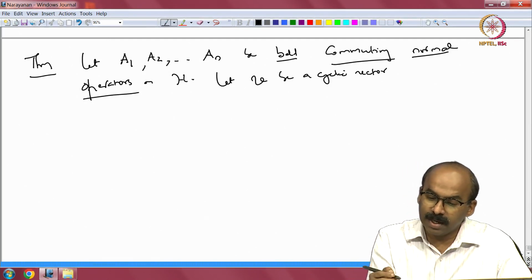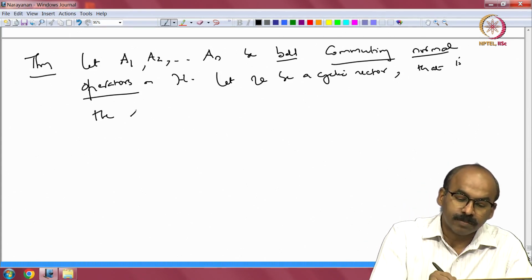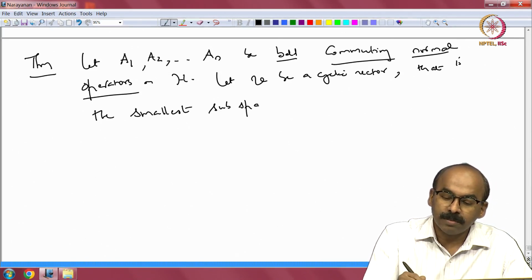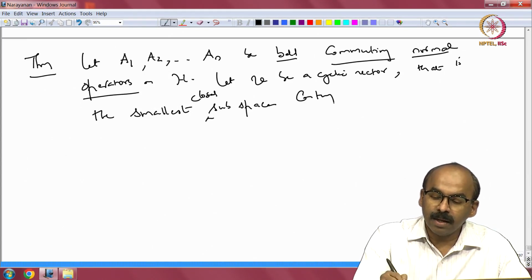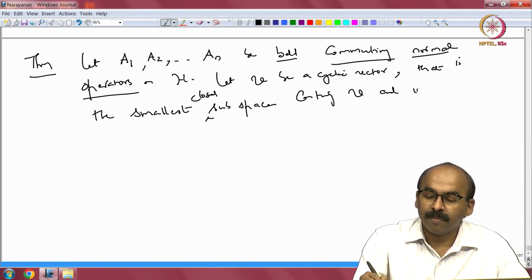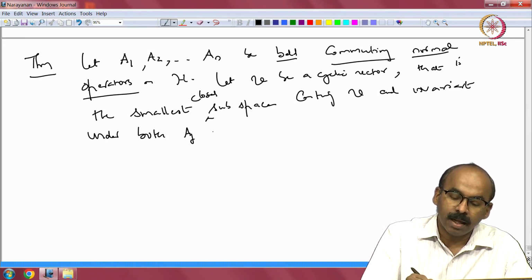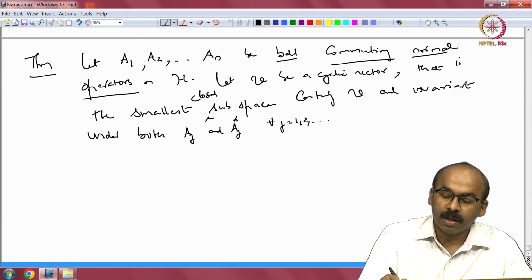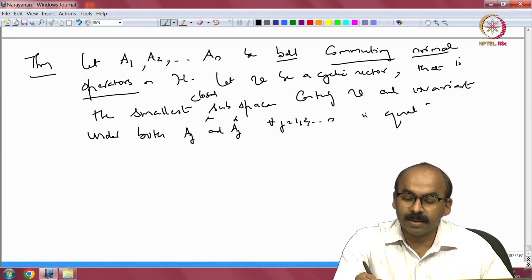Let V be a cyclic vector, that is the smallest closed subspace containing V and invariant under both Aj and Aj star for every j, right. So, this would be, you look at the... so is equal to the whole Hilbert space, okay.